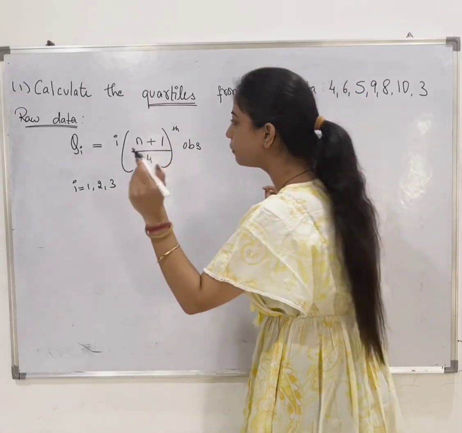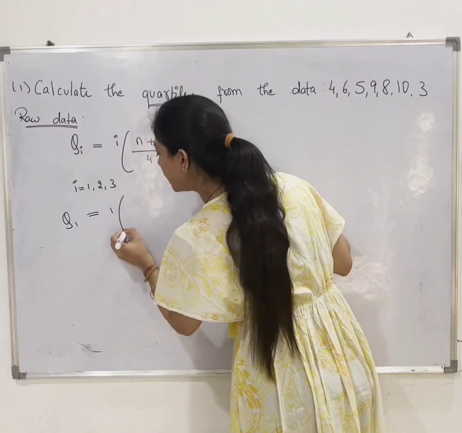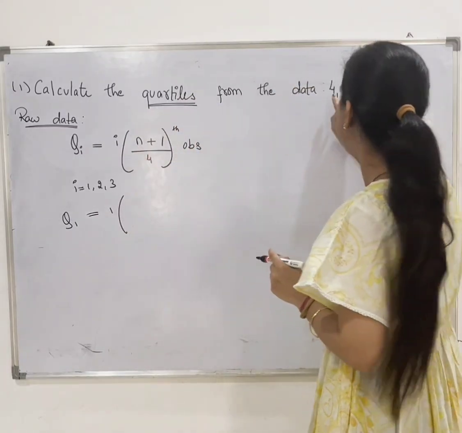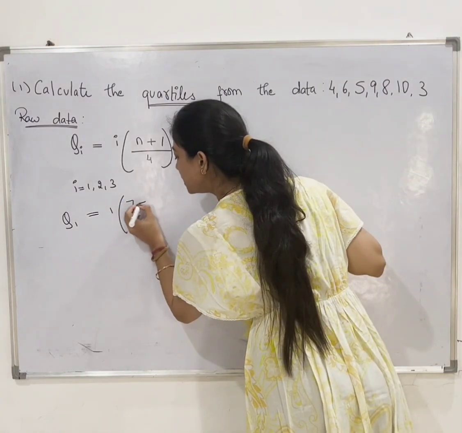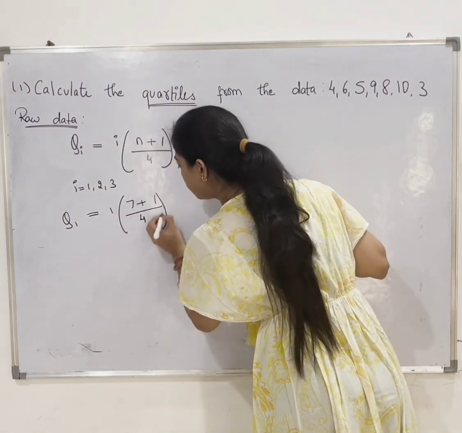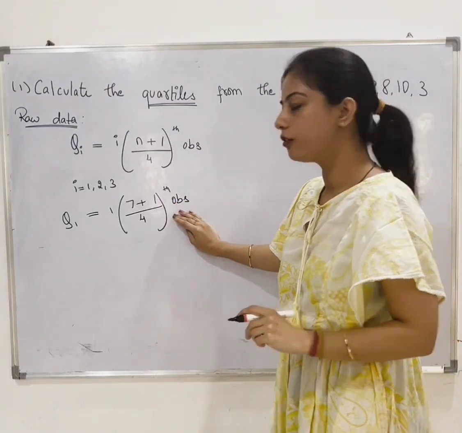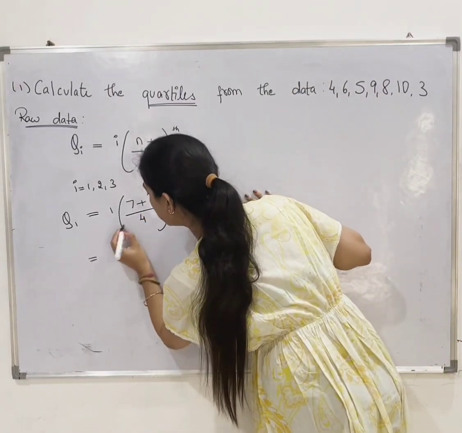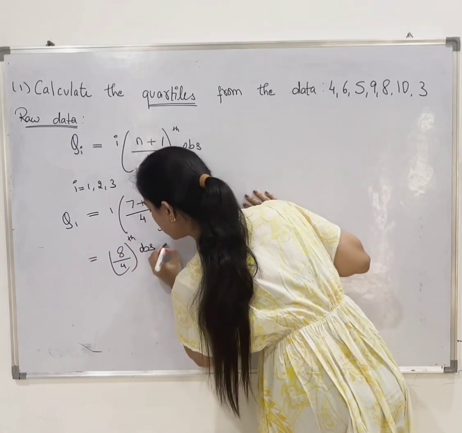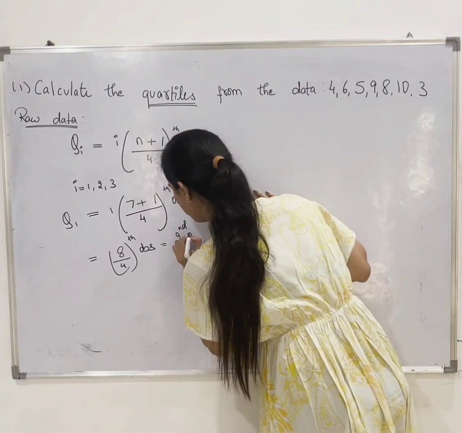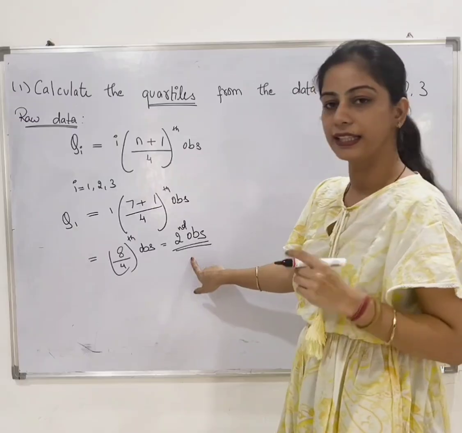Now, let us start with the first one. Q1. i will be 1. And what is the value of n? Since we have here 1, 2, 3, 4, 5, 6, 7, our n value will be 7. So (7+1)/4th observation. 7 plus 1 is 8, by 4th observation, and the answer is the second observation. Right? 8 by 4 is 2. So we get the second observation.